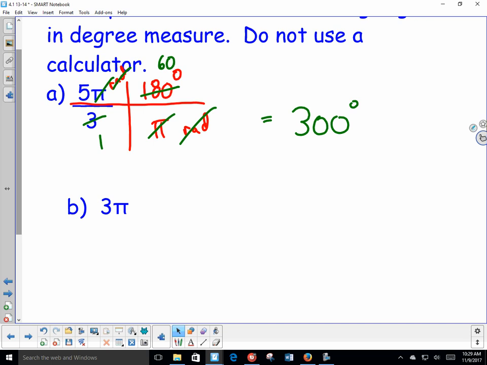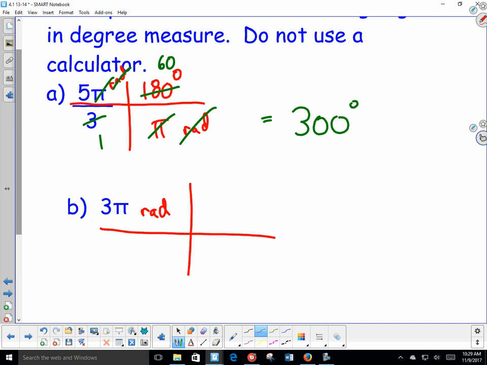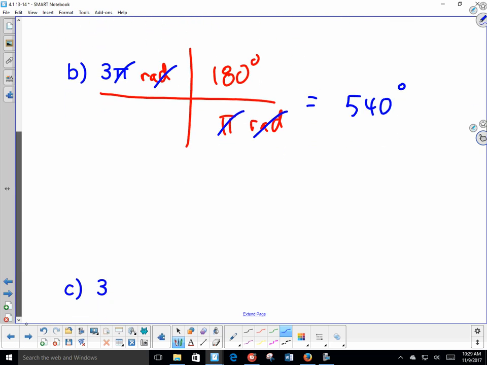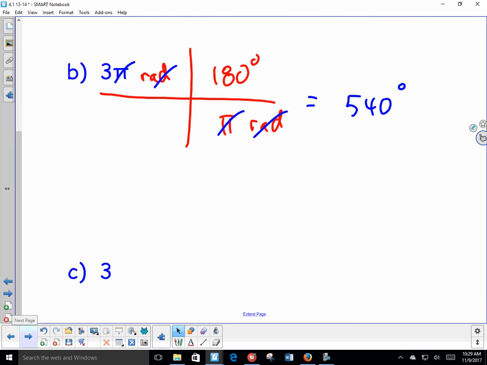Let's do one more of those. If I want to convert 3 pi radians to a certain number of degrees, I'm going to multiply by what? 180 degrees over pi radians. The radians are dividing out, the pi units are dividing out, and we get 3 times 180 is 540. What units? Degrees. Are we okay with this?